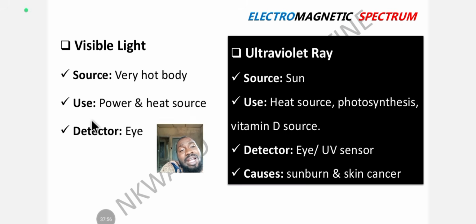How is visible light detected? It is detected with the eye. The eye detects the presence of light. Remember, light is that which brings about the sensation of vision. The next electromagnetic spectrum is ultraviolet ray.